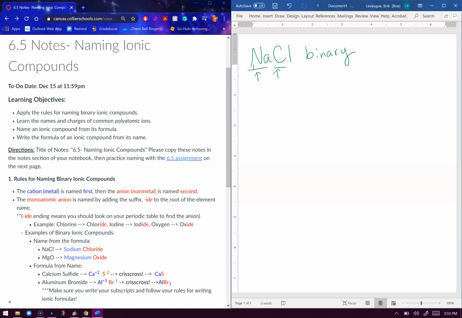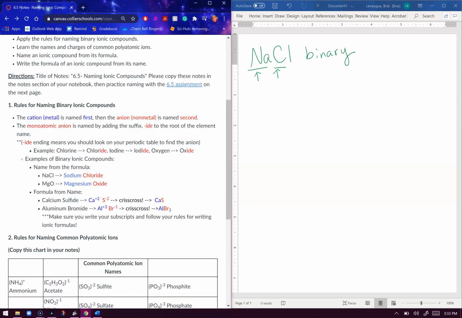Binary just means two. You should be able to learn the names and charges of our common polyatomic ions, which we touched base on in the lesson before. And then you should be able to name an ionic compound when you're given its formula, and you should be able to write the formula of an ionic compound if I give you its name. So let's take a look at our naming rules.